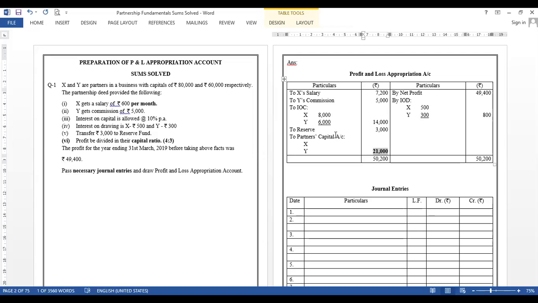Now this 21,000, the difference that came, will be shared by X and Y in their profit and loss sharing ratio, which is the capital ratio, 4:3. So share 21,000 in 4:3, what amount will come? 12,000 and 9,000. 12 and 9 is 21. That's all. This is how we complete the P&L appropriation account.